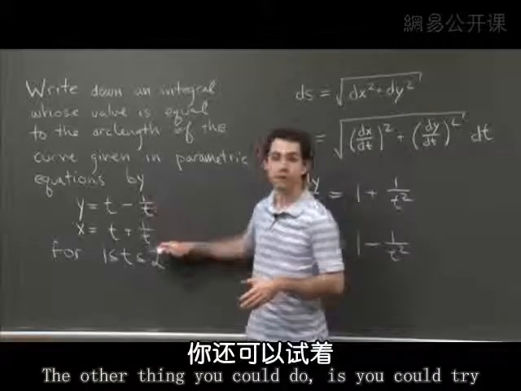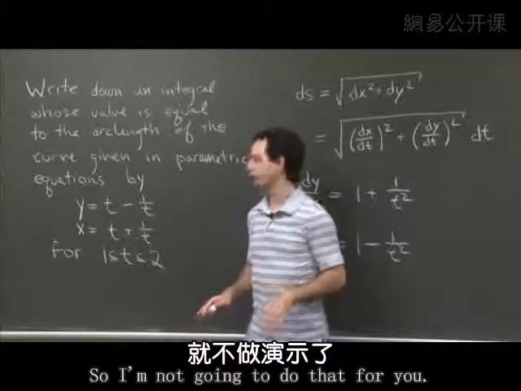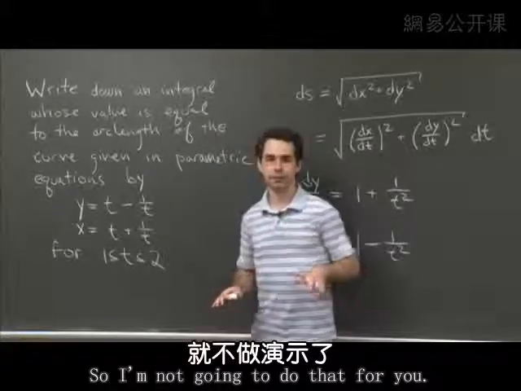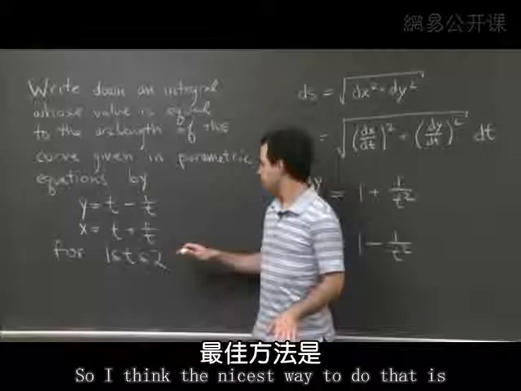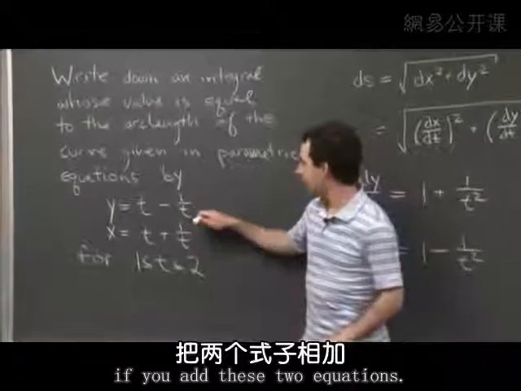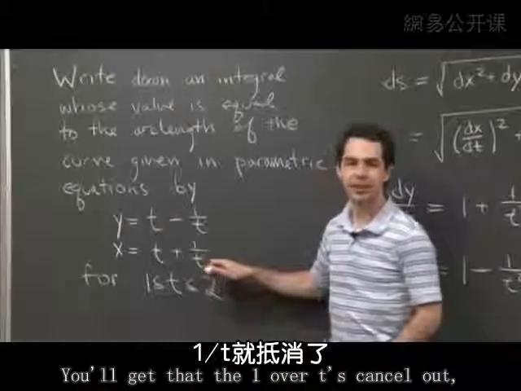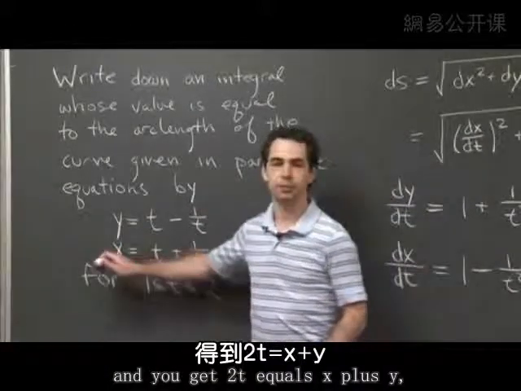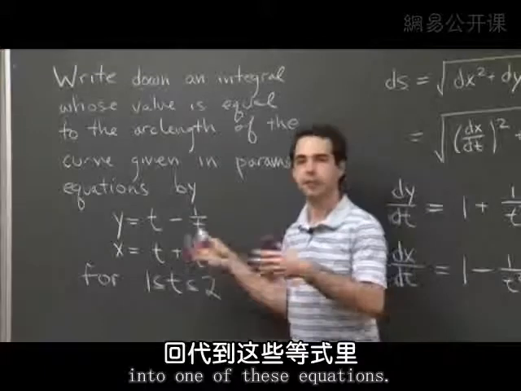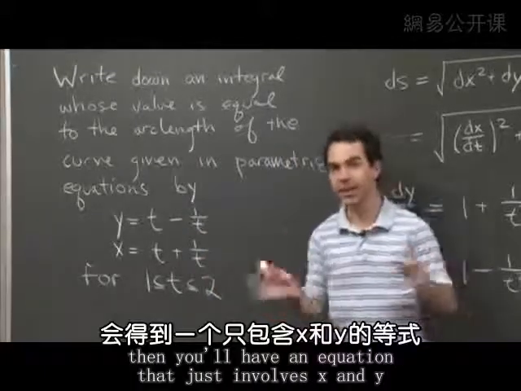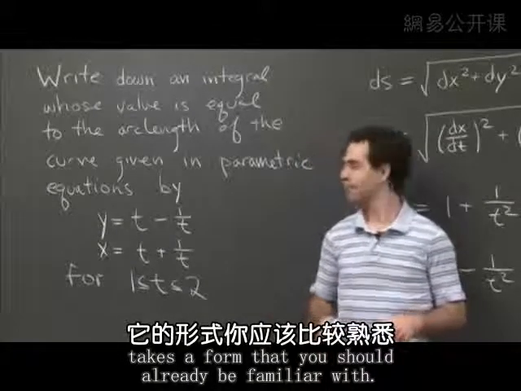The other thing you could do is try and solve these equations to eliminate t and get just rectangular equations in terms of x and y. I'm not going to do that for you, but I'll give you a hint about how I would go about it. To eliminate t, I think the nicest way is to add these two equations. The 1 over t's cancel out, and you get 2t equals x plus y, or t equals x plus y over 2. Then you can substitute that back into one of these equations, and you'll have an equation that just involves x and y, which with a little more simplification takes a form that you should already be familiar with.